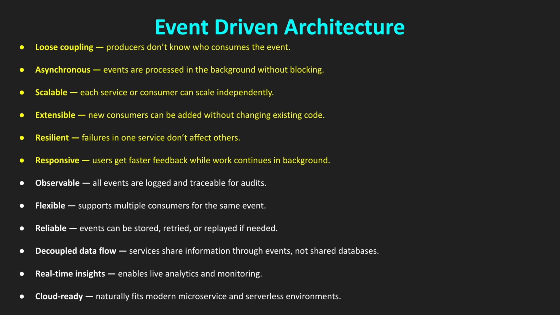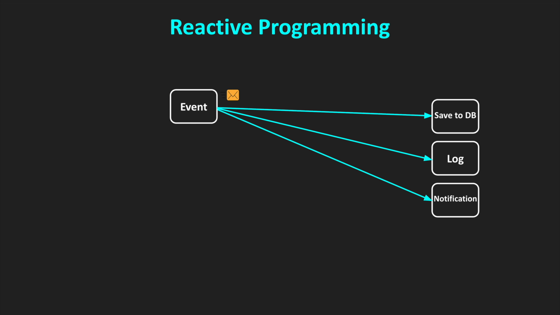It's also extensible, which means that new consumers can be added without changing the existing code. It's resilient, which means that a failure in one system will not affect the others. Also, it's responsive, observable, flexible, and so on. So these are the advantages of using the event-driven architecture. Now let's go to another example.